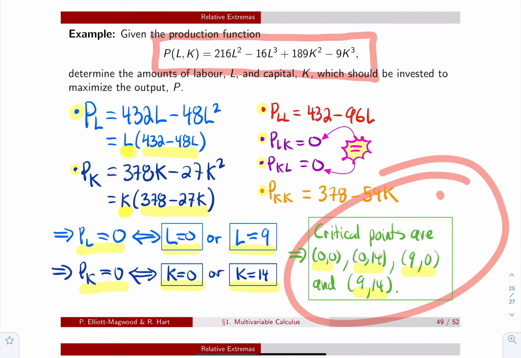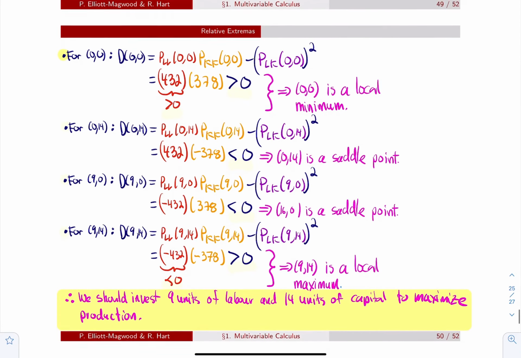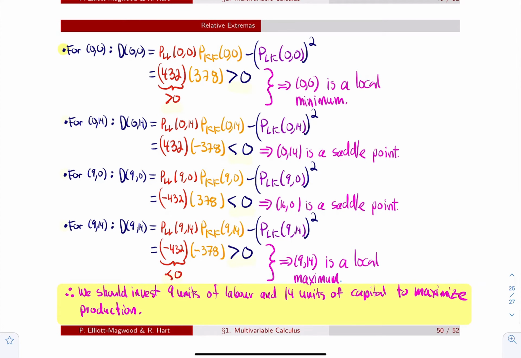So for (0, 0), you can double check: if you compute the D number, it's going to be positive. And if you look at F_LL, the second order partial derivative with respect to L, you're getting something positive. Because the D number is positive and F_LL is strictly positive, we have a local minimum. For (0, 14), if you compute the D number, it's going to be negative. So we have a saddle point.